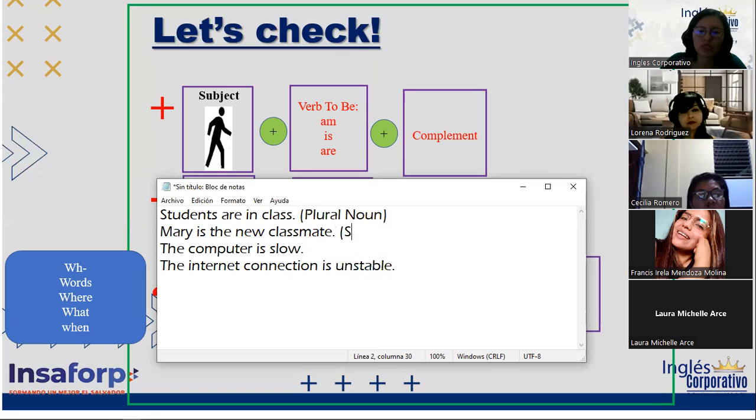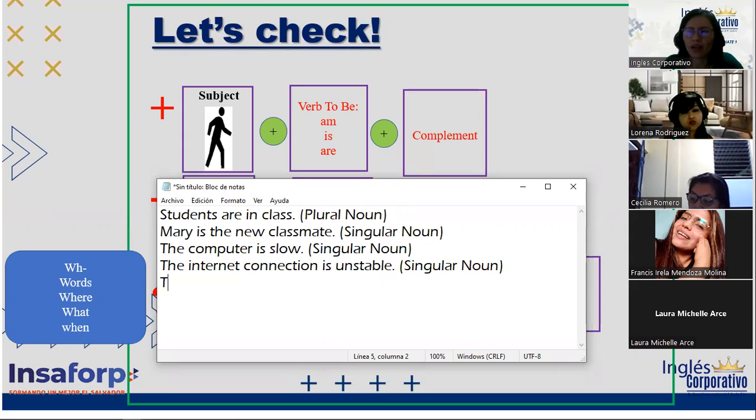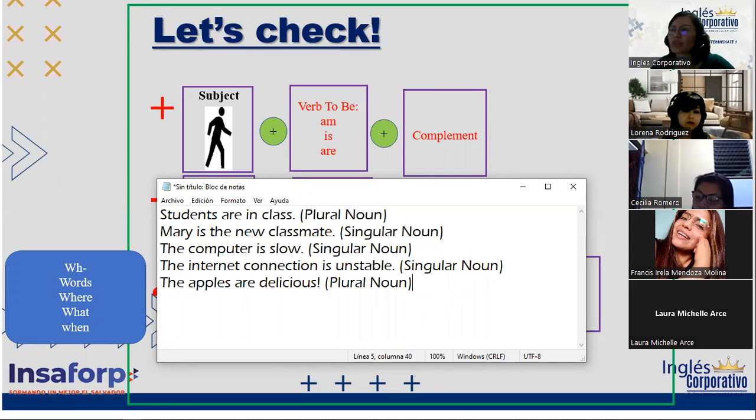Mary es un singular noun. Por eso uso is, ¿verdad? Luego tengo acá the computer es un singular noun. Okay. Luego tengo the internet connection, también es un singular noun. Okay. What else? I can say the apples are delicious. The apples are delicious, right? So here we have a plural noun. Okay, students are in class, Mary is a new classmate, the computer is slow, the internet connection is unstable, and the apples are delicious. Okay, entonces ahí estamos poniendo en práctica la fórmula que tenemos ahí, subject, verb, plus complement.